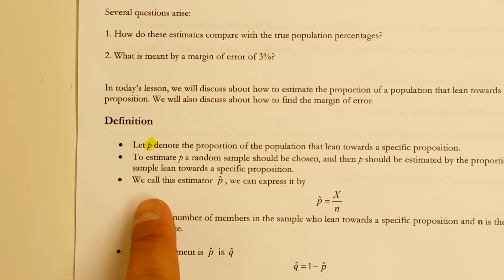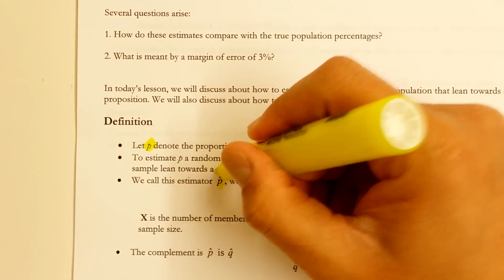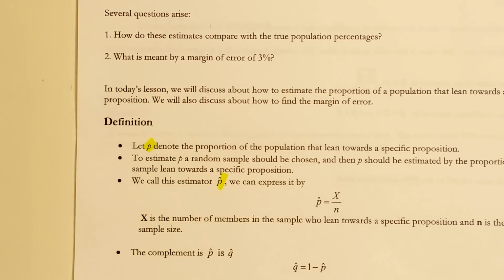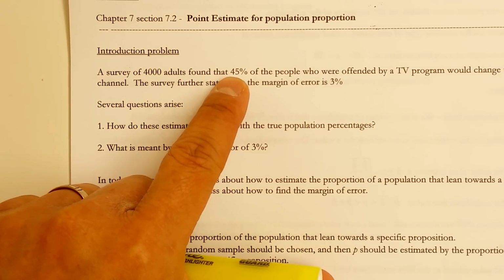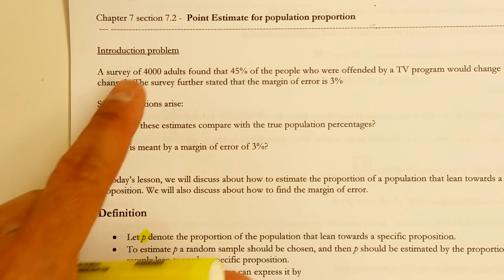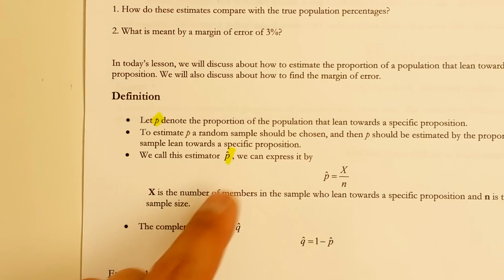We call this estimator P hat. So P hat estimates P. We don't know what P is, but we use P hat to estimate P. P hat is the data from our sample. Like in this example, 45% would be our P hat because that came from our sample of 4,000 adults. How do we find P hat?